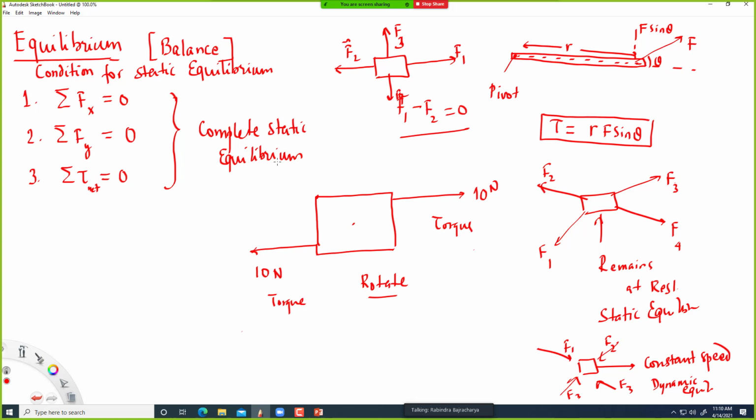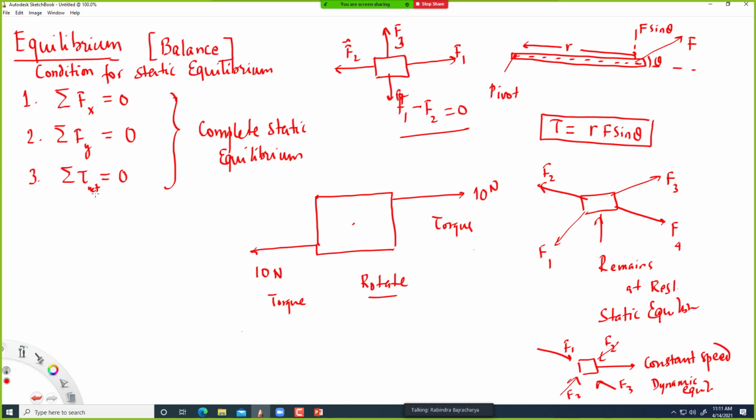So we'll see some examples of static equilibrium. Number 3 is an example of static equilibrium. There's a rod or beam connected to a rope, and there is a mass hanging. So this system is in static equilibrium. It's not moving. It's not rotating or moving up, down, or front, back. It's constant. It's completely at rest.